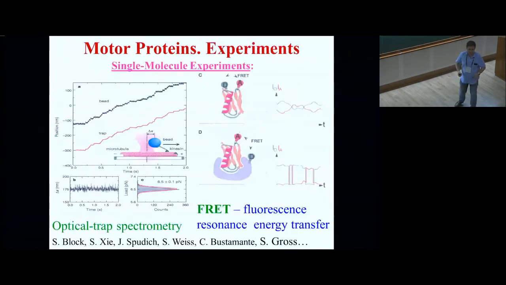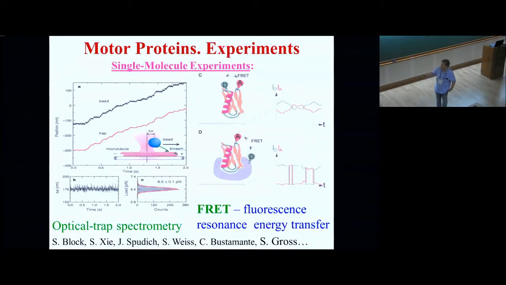Anyway, we know a lot about motor proteins, and the reason we know a lot is this revolution which happened in the last 15, 20 years, the single molecule revolution. There was a discovery of all these new single molecule methods, and people were able to actually see them, see in quotes, because you don't really see the motor. For example, in an optical trap, you see the bead, but the motor is connected to the bead.